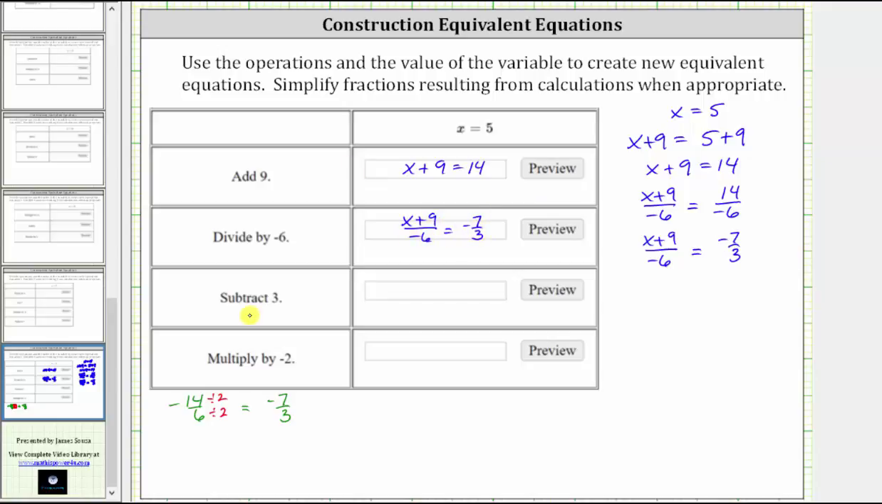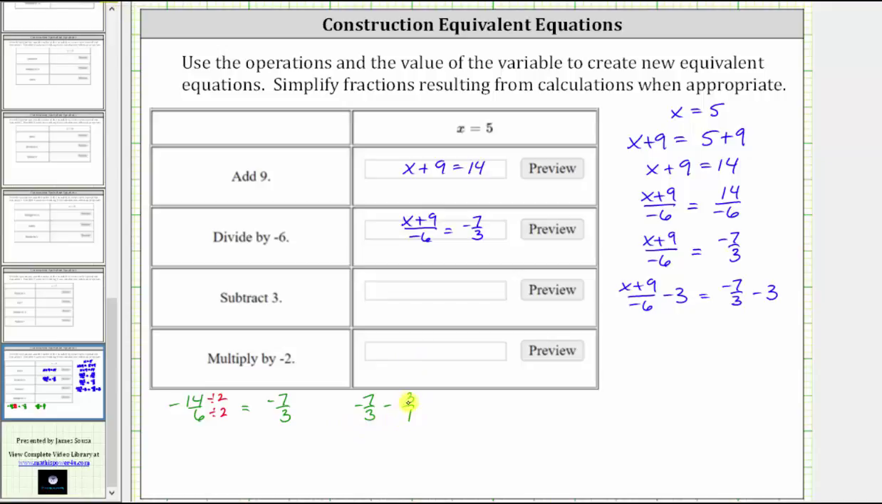The next operation is subtract 3. So now we subtract 3 from both sides of this equation. We have the quantity x plus 9 divided by negative 6 minus 3 equals negative 7 thirds minus 3. And now let's find the difference on the right. We have negative 7 thirds minus 3, or minus 3 over 1. The least common denominator is 3.